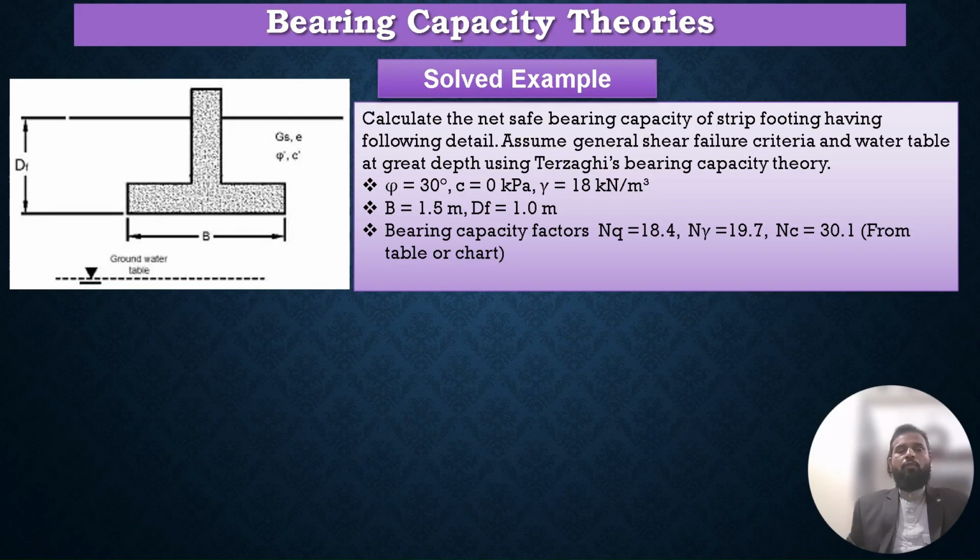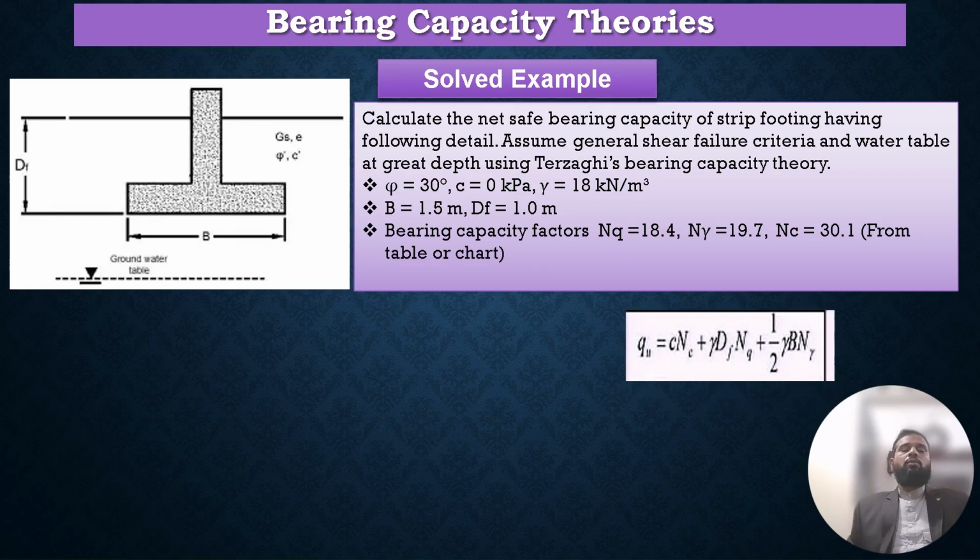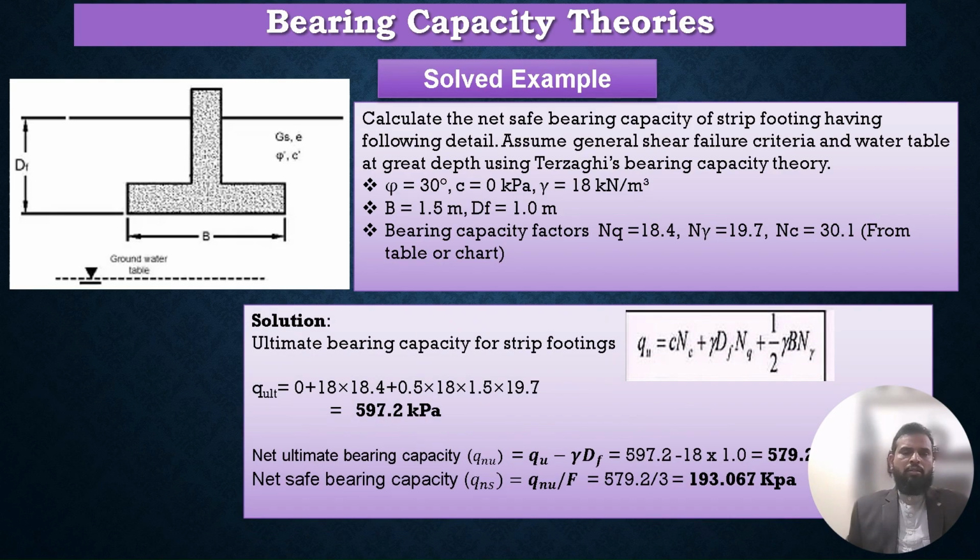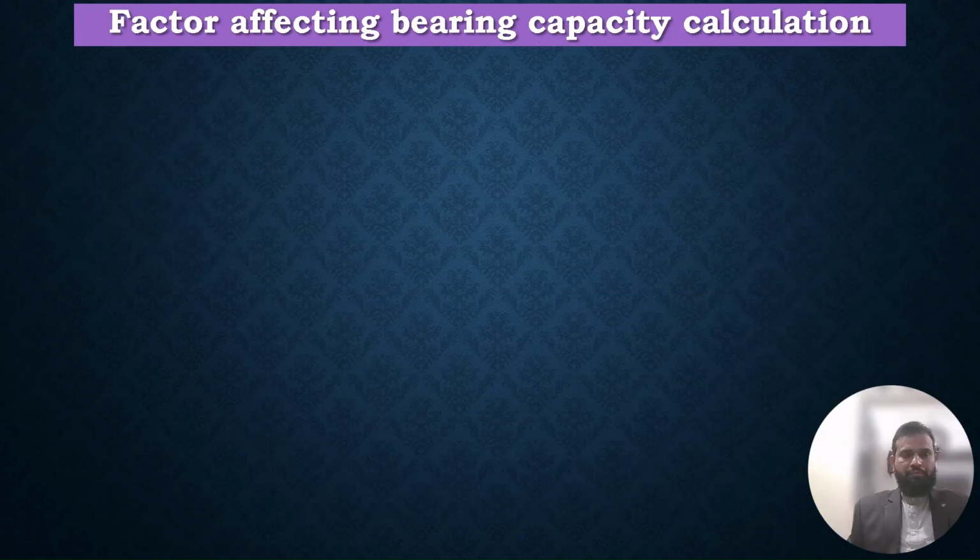Here you can see a typical solved example to calculate the safe bearing capacity of a stiff footing. These are the details: we have general shear failure, the water table is at ground level, and these are the given soil parameters and footing dimensions. It is very easy, and you can just calculate the bearing capacity using the simple formula proposed by Terzaghi. From here we calculate the ultimate bearing capacity, which comes out as 597.2, and the net ultimate bearing capacity as 579.2, using the same formula we discussed before.